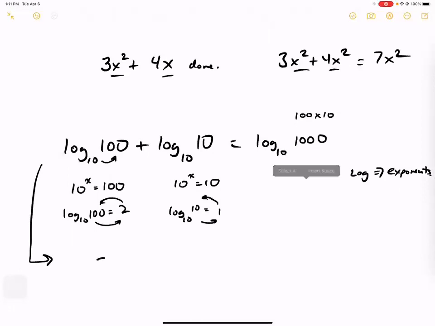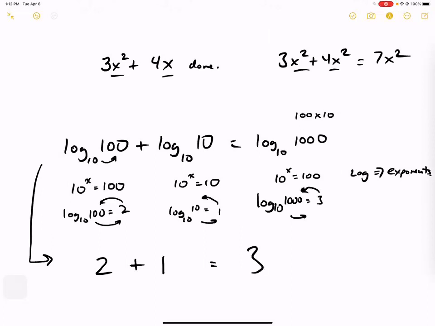So if I want to rewrite this, log base 10 of 100 is actually 2. Plus 10 to what exponent is 10? That's 1. Well, 10 to what exponent is 1000? That is 3. So that is log base 10 of 1000, because 10 to the third power is 1000. And isn't it true that 2 plus 1 is 3? And that's what happens when we add logs. It doesn't combine like a traditional way our problems would. So if I'm adding logs, it turns out to be a multiplying inside problem.